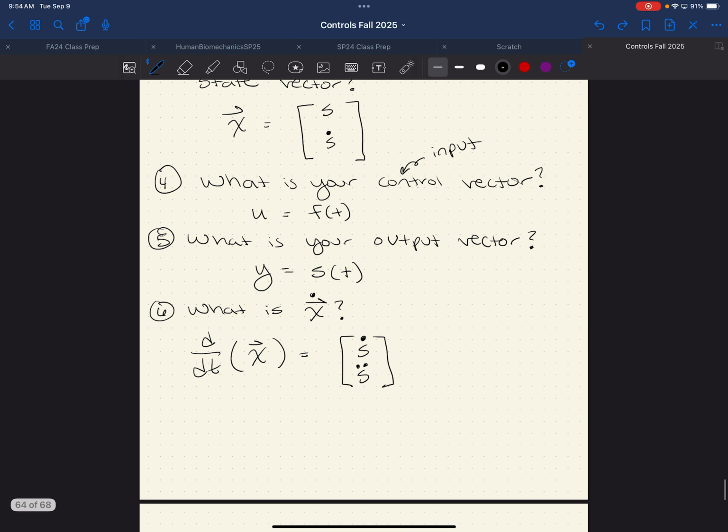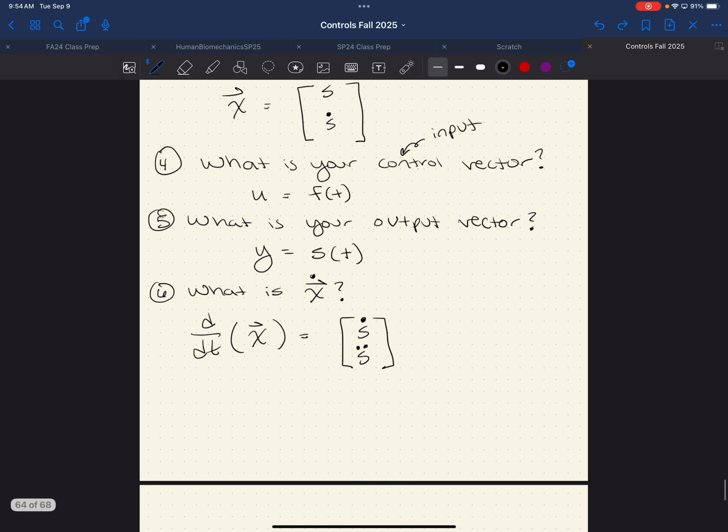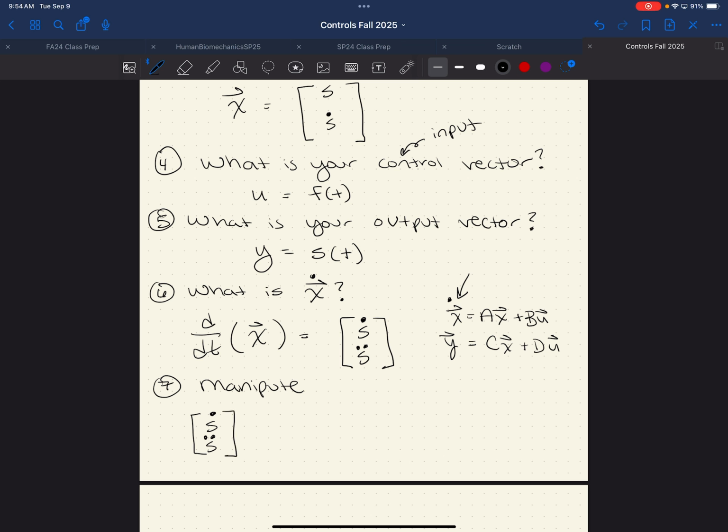Okie dokie. All right, now we need to do some manipulation. We know that x dot equals Ax plus Bu and y equals Cx plus Du. So I'm going to say manipulate. Let's fill in what we know. I already just found x dot, so let's go ahead and put that on the left-hand side. I know that the left-hand side is s double dot, at least for my first equation.